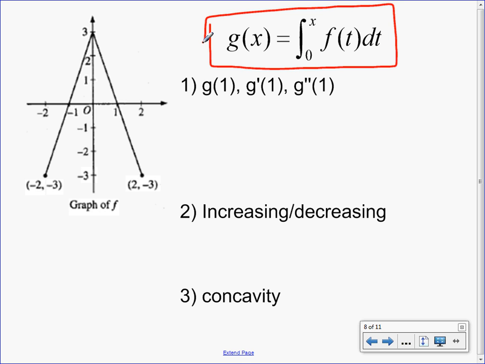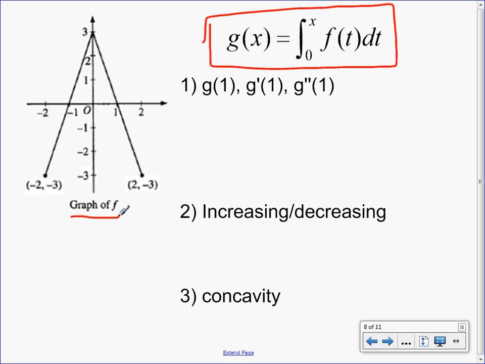Accumulation function. Why would it be called an accumulation function? Here I have the graph of f, and g is the integral of f. Why is it an accumulation function? What are we adding up? Area. When we integrate, we're adding up area under the curve, aren't we?